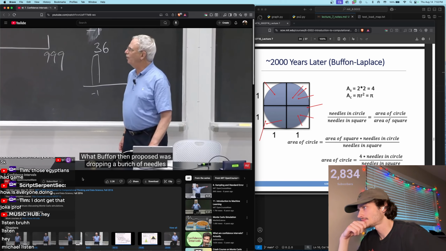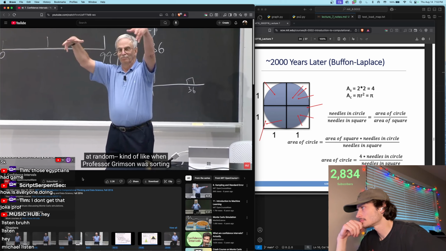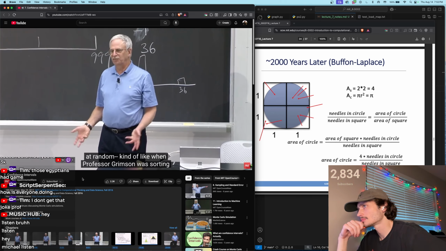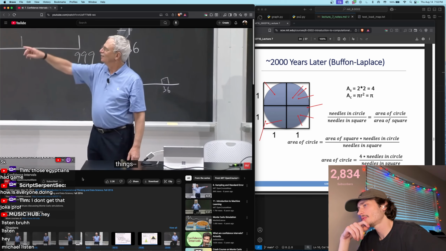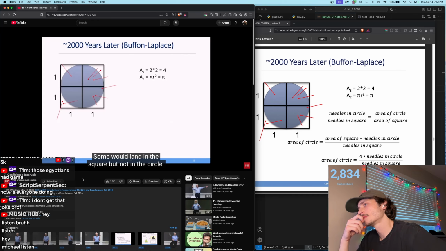Okay, so they just factored it to r equals 1. Got you. What Buffon then proposed was dropping a bunch of needles at random. You know, kind of like when Professor Grimson was sorting things. Dropping a bunch of needles at random and seeing where they land. Some would land in the square, but not in the circle. Some would land in the circle. You would ignore any that landed outside the square.